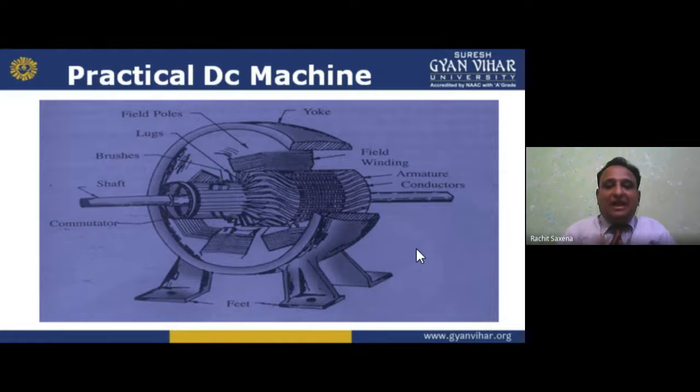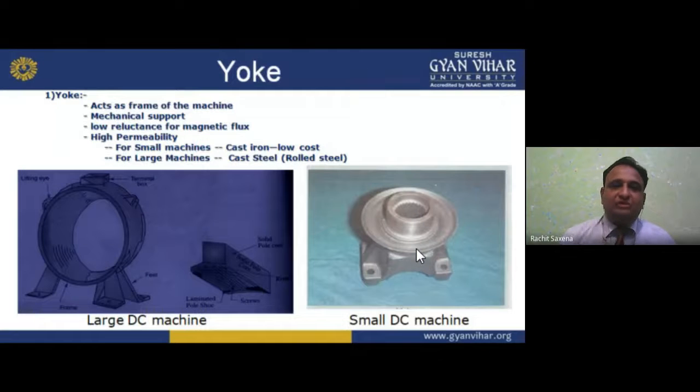The previous one was showing you the diagram. Now it is the basic diagram which shows how the DC machine looks, my dear student. So I hope you understand. Now moving forward, the yoke. First part, what is it? Yoke serves so many things. First, it acts as the frame of the DC machine. It is acting like a frame for the DC machine.